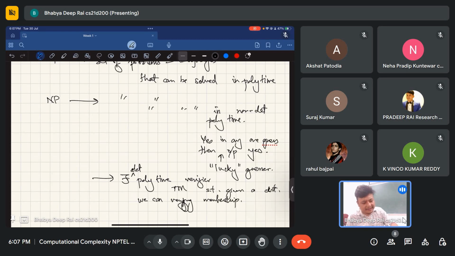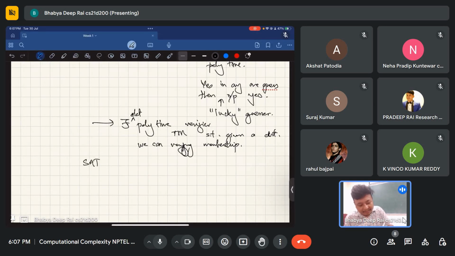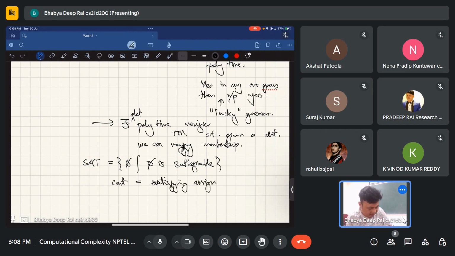You may have seen examples of this. For example, the SAT problem. What is the problem? SAT is: given a formula phi, is phi satisfiable? Which means, given a circuit or a formula, can you give it some kind of assignment so that the formula will give a true answer? And what is an example of a certificate here? The certificate is a satisfying assignment. This may seem trivial right now, but of course, it may not be that trivial later on. We might see some examples in the course.